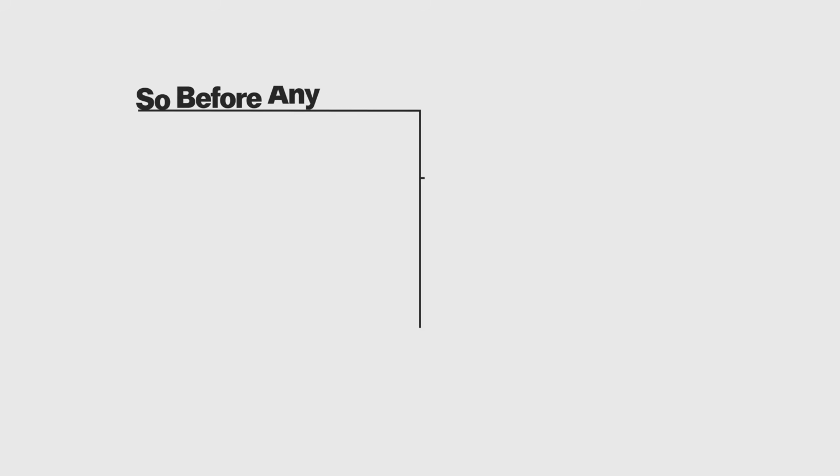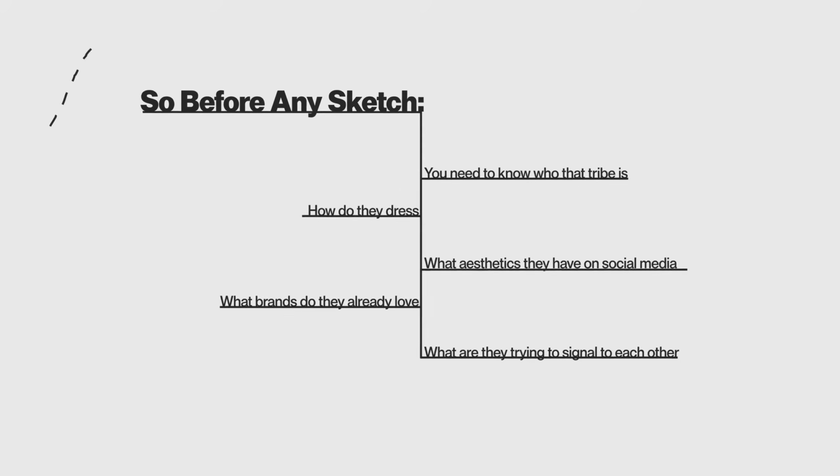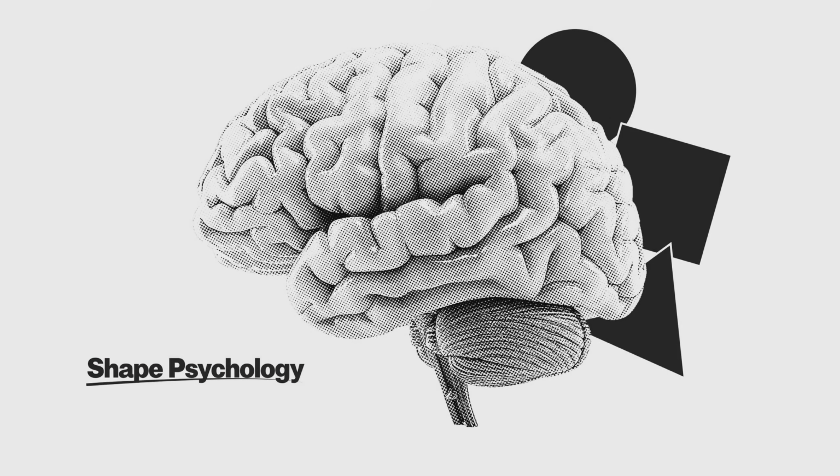So before any sketch, you need to know who that tribe is. How do they dress? What aesthetics are they already absorbing on social media? What brands do they already love? What are they trying to signal to each other? And shape psychology becomes a toolkit here for logo designers. It's really, really useful and one of my biggest uses when I'm working on a project.